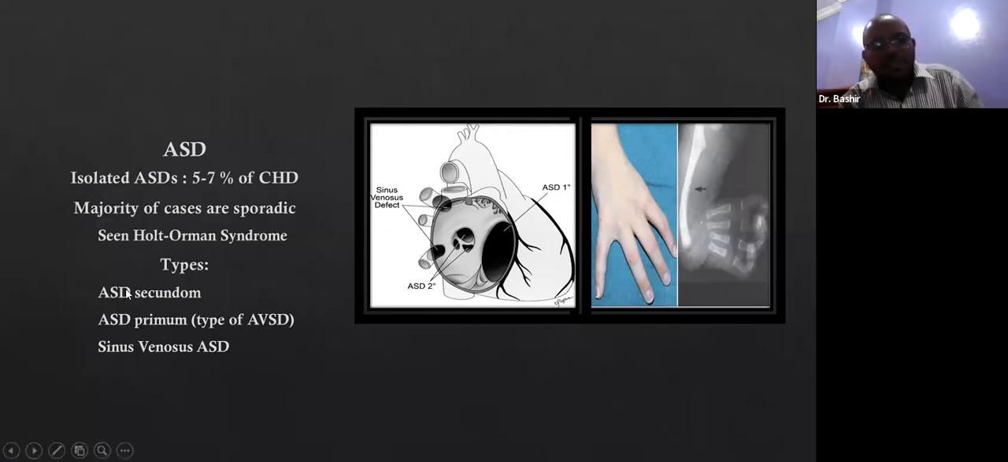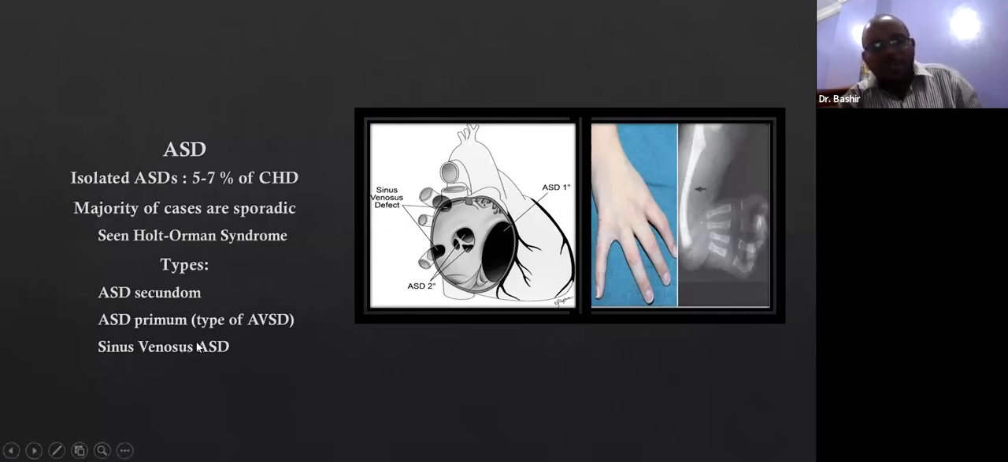Types of ASD: either ASD secundum, that means at the site of the foramen ovale, in the center of the atrial septum, called ASD secundum. Actually, in the septum primum. And ASD primum, this is the one in the lower part of the septum, due to the absence of the endocardial cushion. And this is the one associated with Down syndrome, ASD primum.